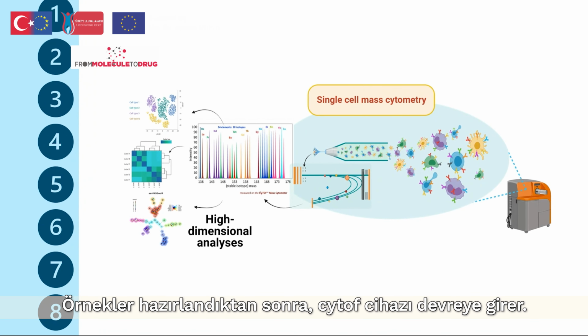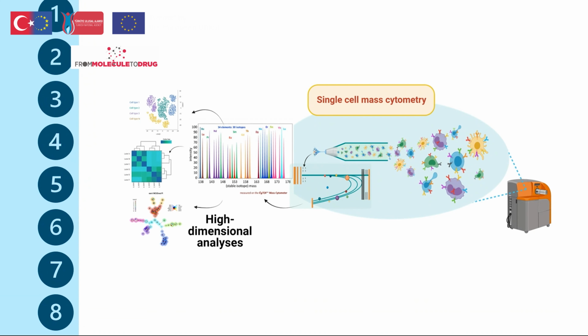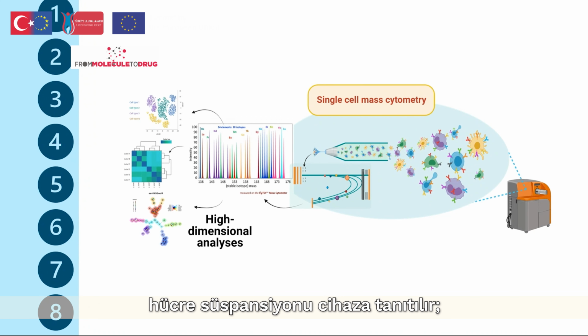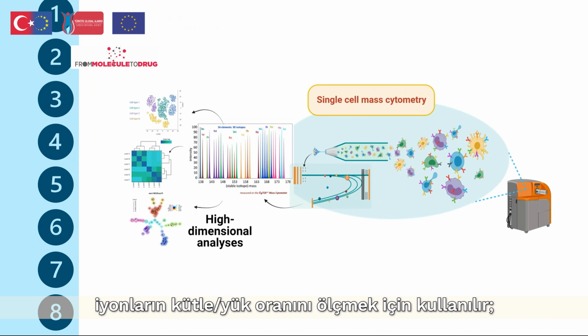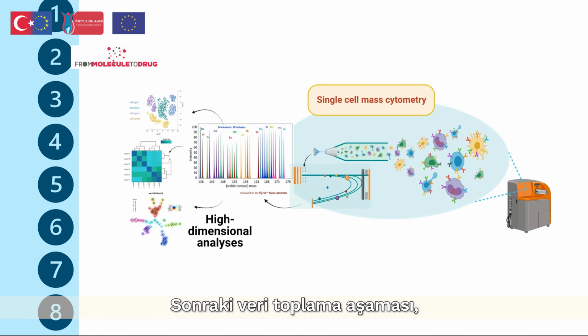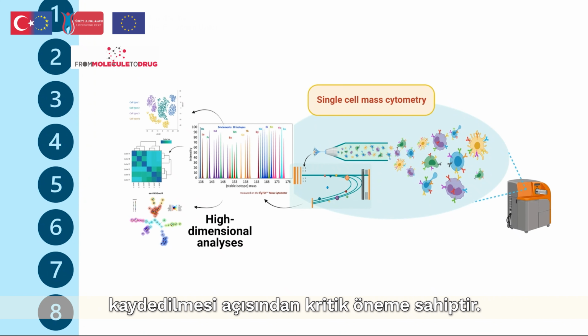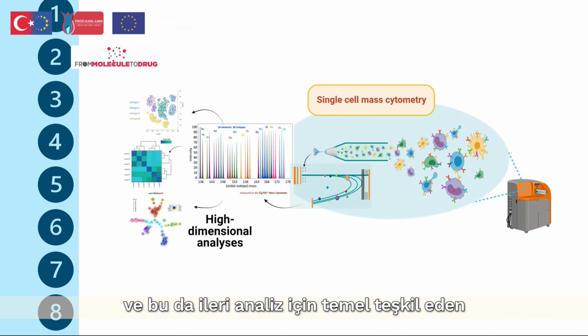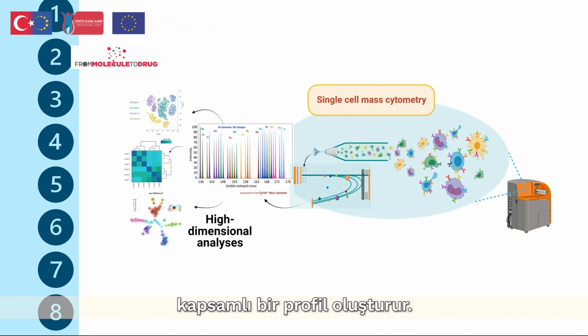Once samples are prepared, the CyTOF instrument comes into play. The labeled and fixed cell suspension is introduced into the device, where inductively coupled plasma ionizes the metal-tagged antibodies. Time-of-flight mass spectrometry is then employed to measure the mass-to-charge ratio of ions, facilitating precise identification and quantification of individual cells. The subsequent data acquisition phase is crucial, capturing high-dimensional data for each cell. The intensity of metal isotopes is recorded, generating a comprehensive profile that forms the basis for downstream high-dimensional analysis.